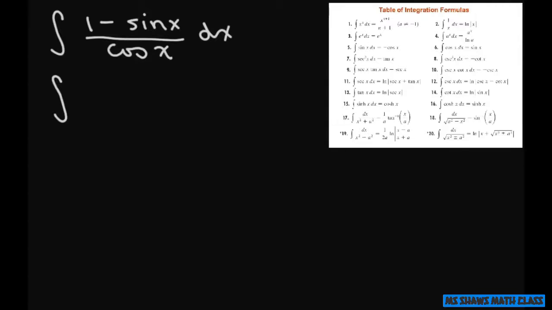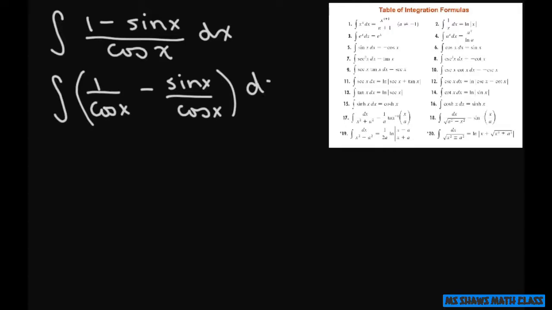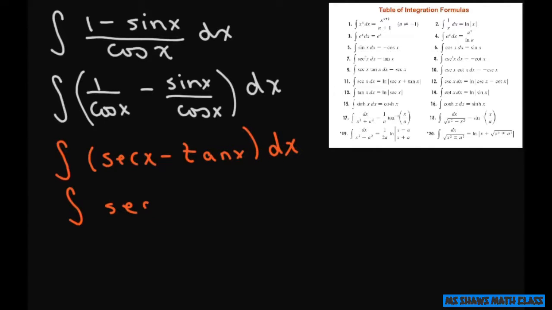This is really 1 divided by cosine x minus sine x divided by cosine x dx. So that gives us the integral of secant x minus tan of x dx. All right, and I can split this up as the integral of secant of x dx minus the integral of tan of x dx.